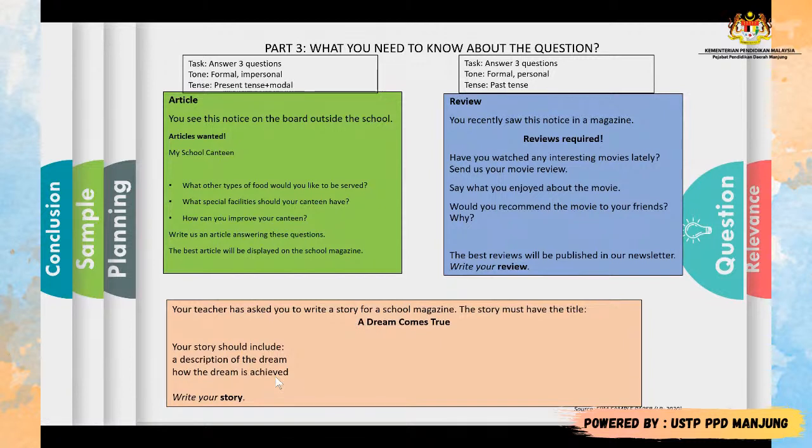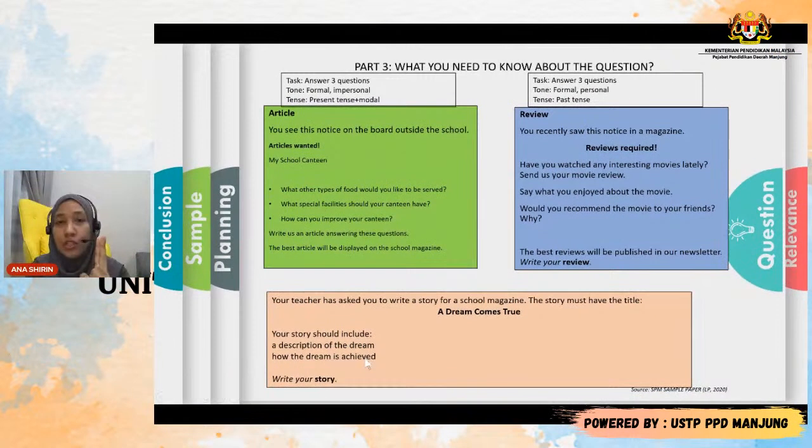Writing stories has always been, it's not necessarily challenging, but the biggest issue is how do you invoke the interest of the reader, okay, to make it interesting. So the narrative one, the task is for you to write a description of a dream and how the dream is achieved. Those are the 2 questions that you need to address. What is the tone? The tone will be personal because it's a story. So you will use a lot of I's, my, personal pronouns. You have to use a lot of personal pronouns for this one.